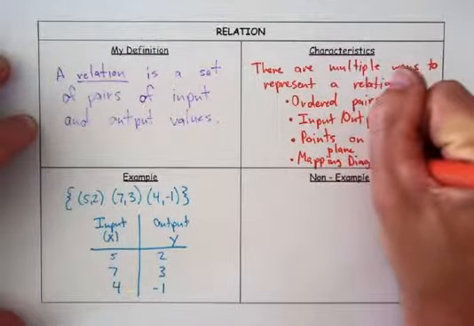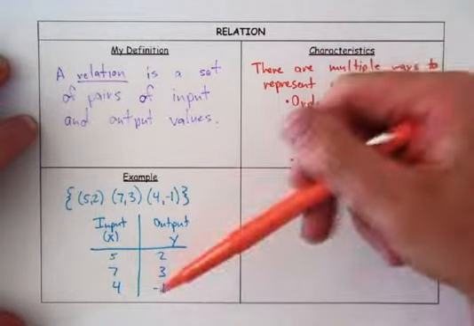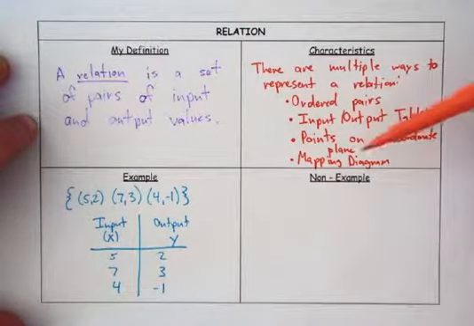So characteristics of a relation. Remember, a relation is a set of pairs of input and output values. An example would look like this. They can be represented as ordered pairs, an input-output table, points on a coordinate plane, or a mapping diagram.